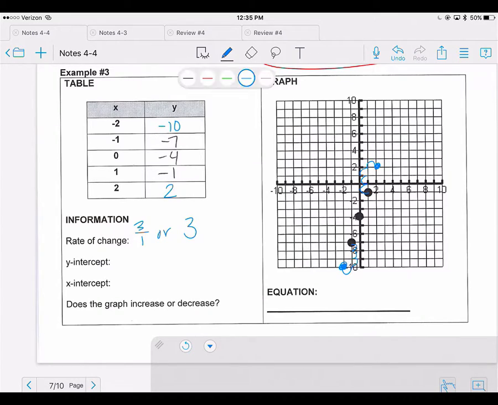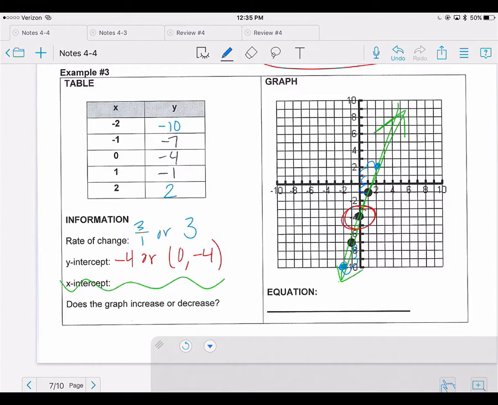My y-intercept is where it crosses the y-axis at -4. We can do the point (0, -4). We're going to skip the x-intercept because it's not pretty. You can see when I draw my line, it crosses somewhere between 1 and 2.